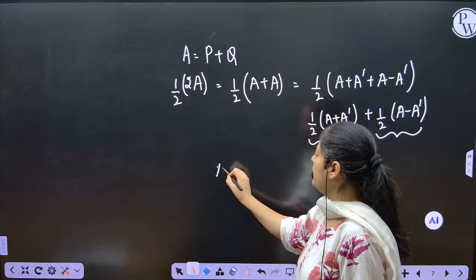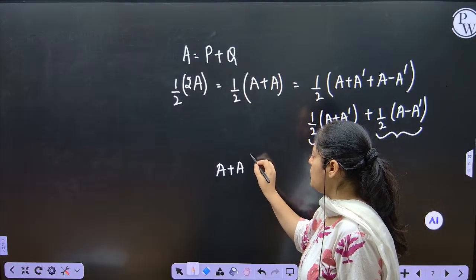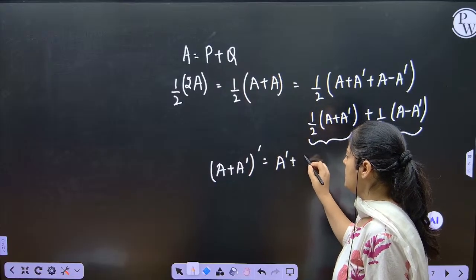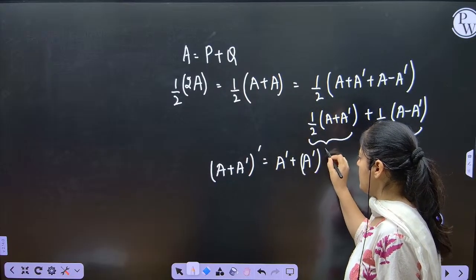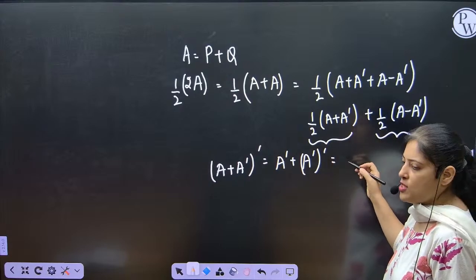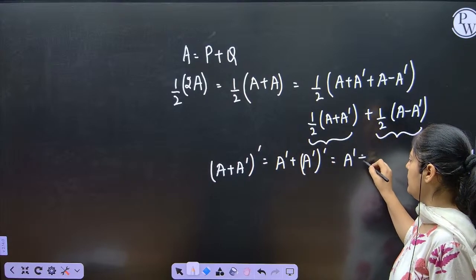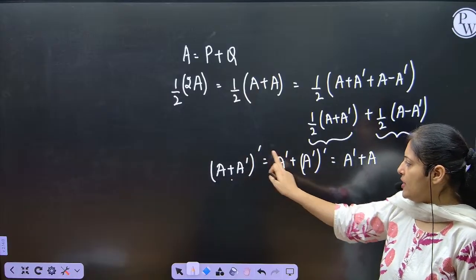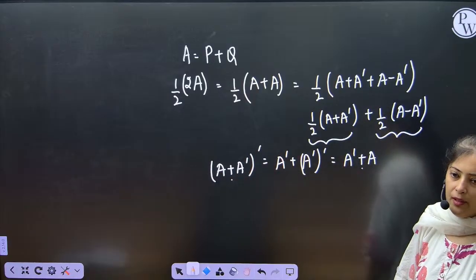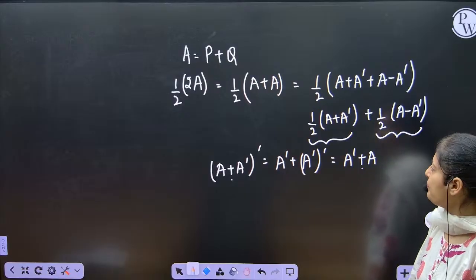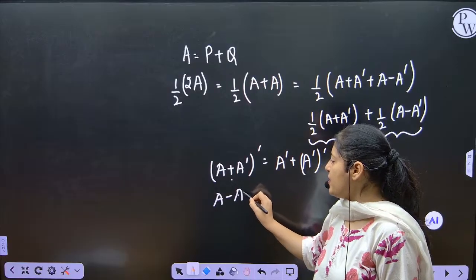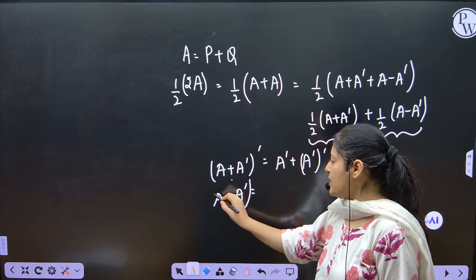So what I'm going to do is take A plus A transpose and take its transpose. What will it come? A transpose, A transpose, transpose. Transpose of transpose is nothing but the original matrix only. We started from something, and its transpose came out to be that thing only. So it is symmetric.